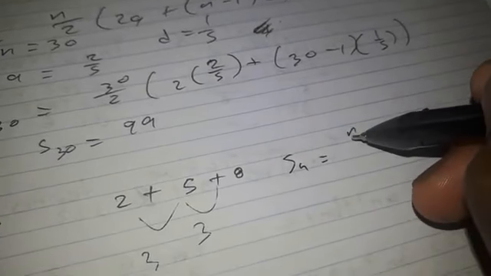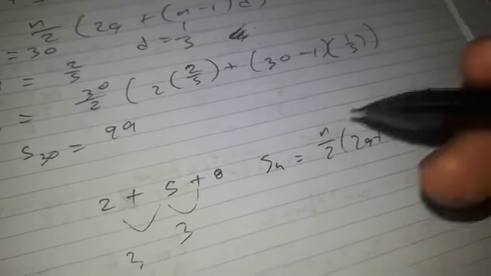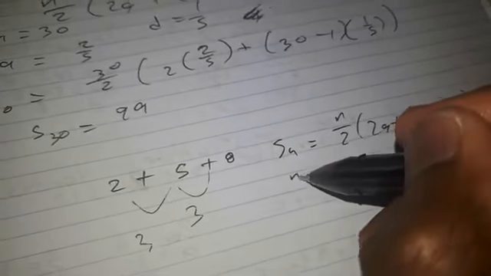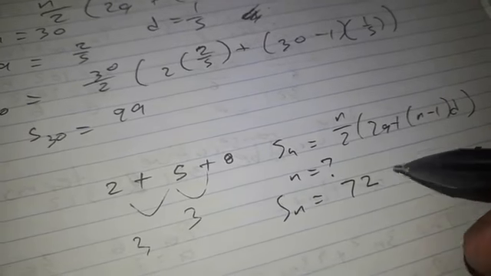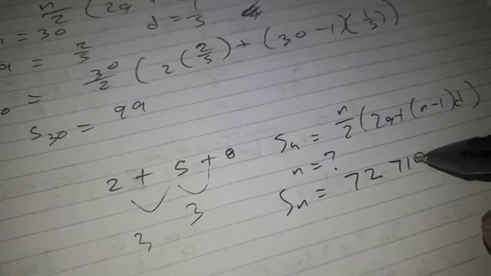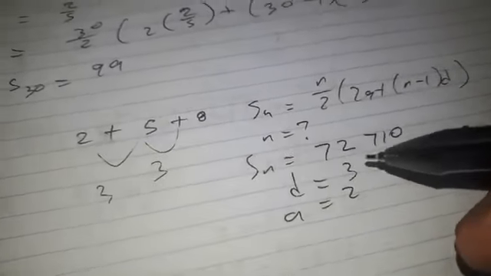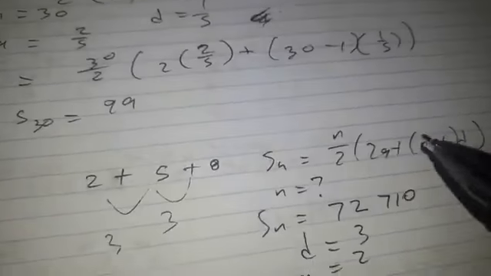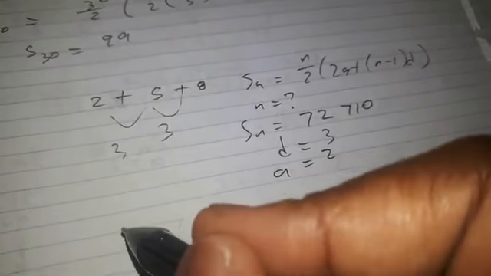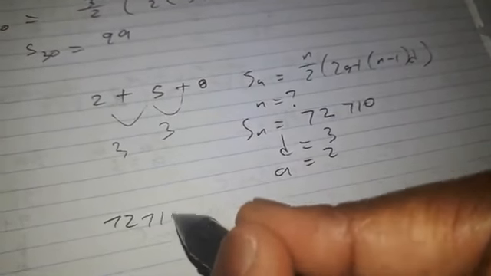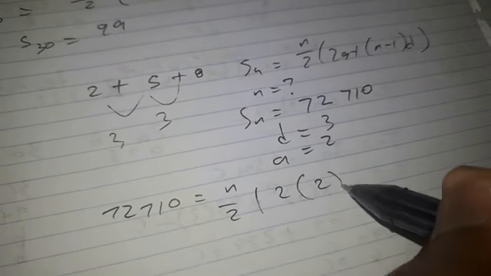Sn is equal to n over 2 times (2a plus (n minus 1)d). Our value for n is what we're looking for, and Sn is equal to 72,710. d is clearly equal to 3, and a is equal to 2. This question is quite simple, but our marks are going to come from having to simplify and isolate n.